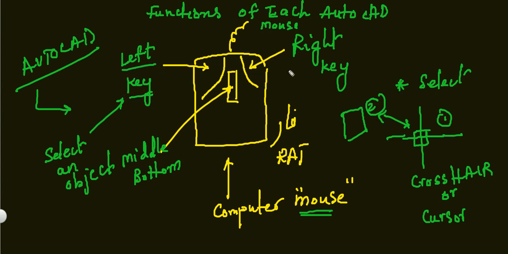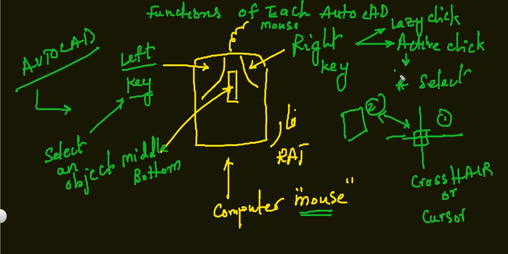The right key basically has two functions in this mouse. One is the lazy click, another one is the active click. Active click means Enter. The lazy click means you will open one new window. When I explain it in the software AutoCAD, things will be clear.